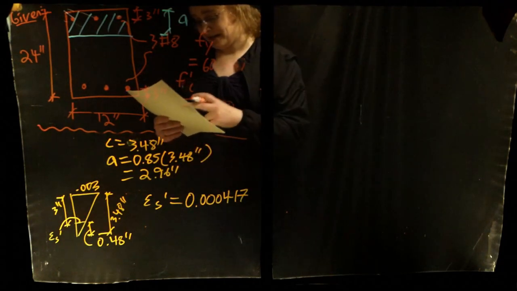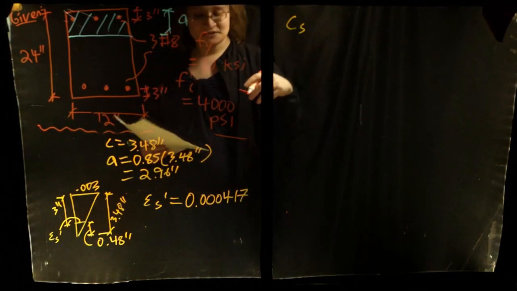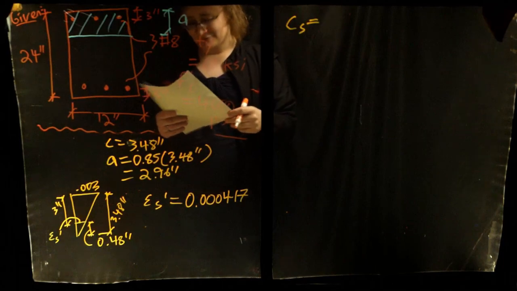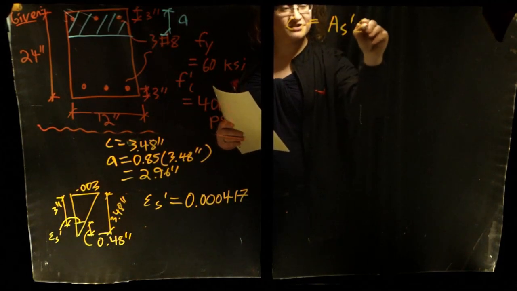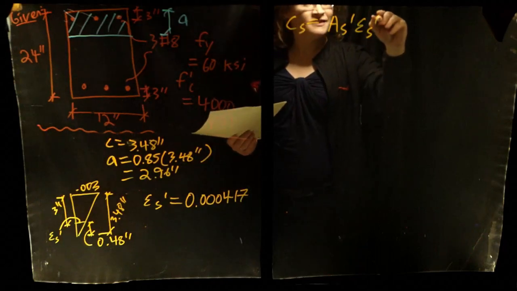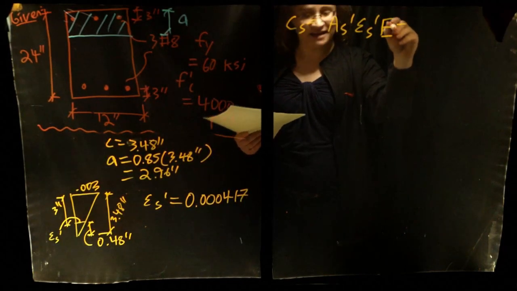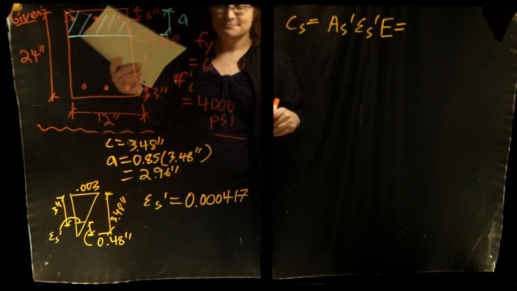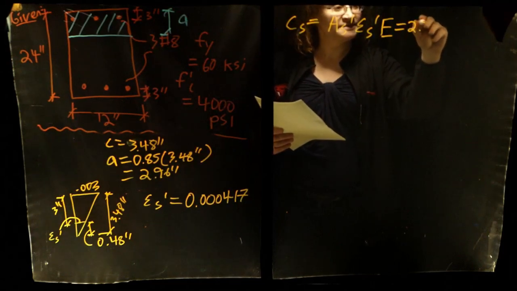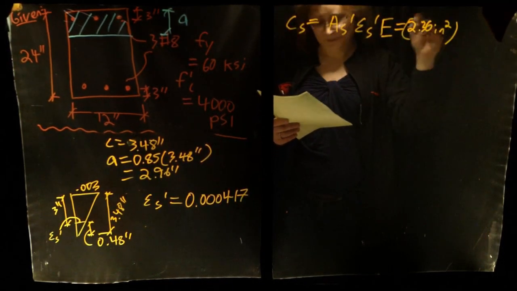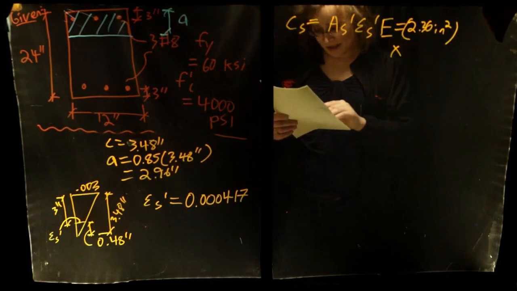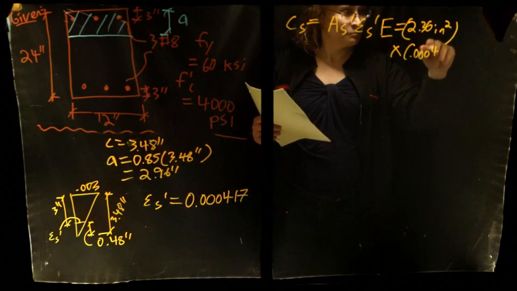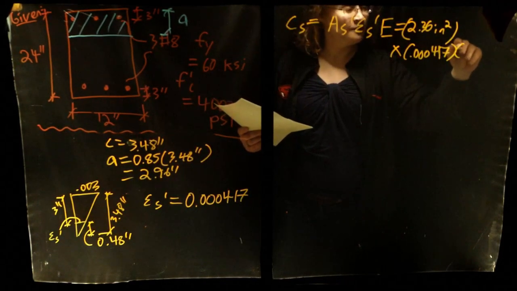Okay, so I can then go and calculate my C sub S and C sub C. C sub S, as a review, is the force, the compression force in our compression steel. So that's equal to AS prime, the area of our compression reinforcement, times epsilon S prime, the strain in our compression reinforcement, times the elastic modulus, which as long as it's made of steel is going to stay at 29,000. And so that area, AS prime, is not changing. We've already calculated that before. That is 2.36 inches squared. No great change there. Times our strain value in our compression reinforcement of 0.000417. Times E of 29,000 KSI.